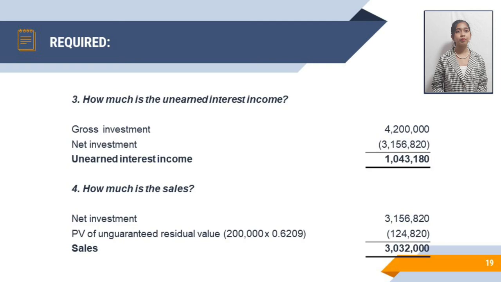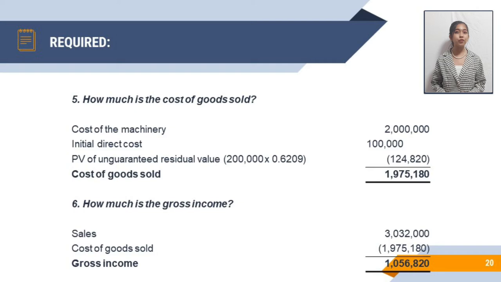Next naman is the cost of goods sold. It is solved through adding the cost of the machinery, 2,000,000, and initial direct cost, 100,000. Then less the present value of unguaranteed residual value amounting to 124,820. Therefore, the cost of goods sold is amounting to 1,975,180. For the gross income naman, it will be just the same formula. Sales amounting to 3,032,000 less the amount of cost of goods sold, 1,975,180. The gross income will be 1,056,820. Note that the gross income must be the same under the guaranteed and unguaranteed residual value scenario.